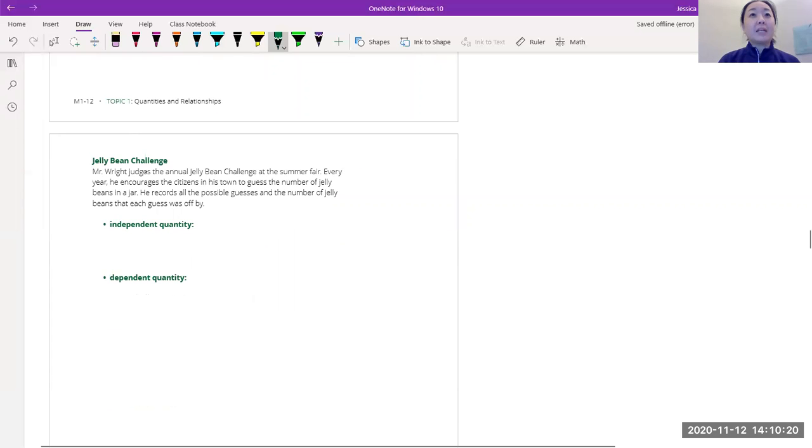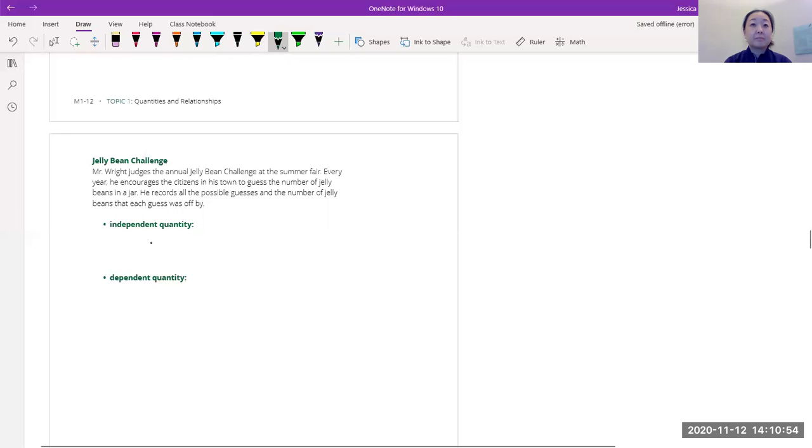All right, so Mr. Wright judges the annual Jelly Bean Challenge at the summer fair. Every year he encourages the citizens of his town, probably a very small town, to guess the number of jelly beans in a jar. He records all the possible guesses and the number of jelly beans that each guess was off by. So he's subtracting. If they were too high by 5, then how much they were off by was 5. So what's the independent quantity? The possible number of guesses.